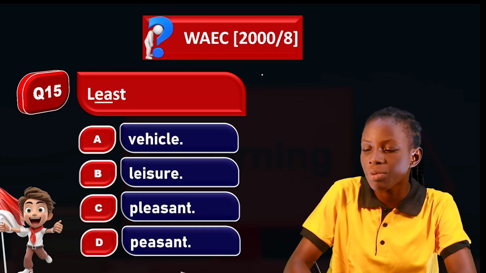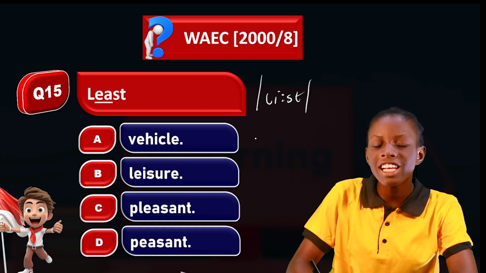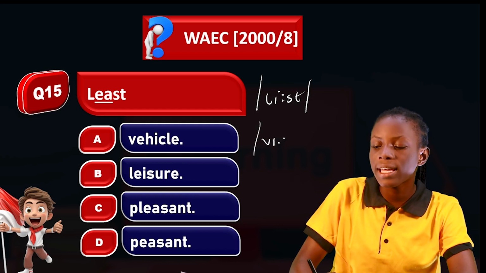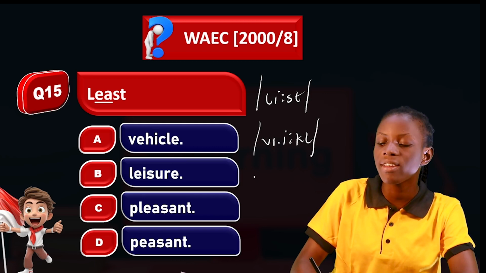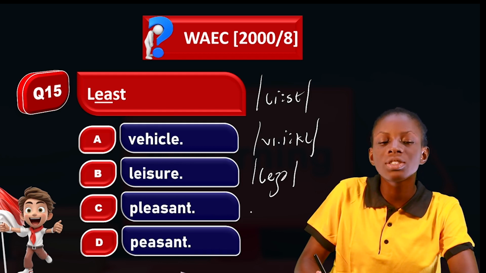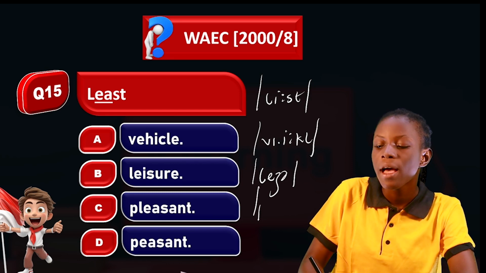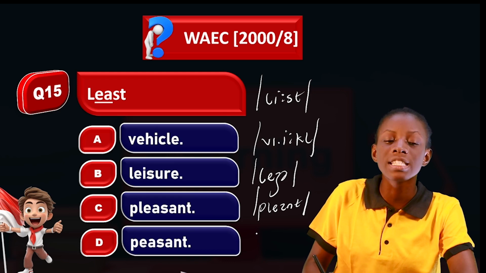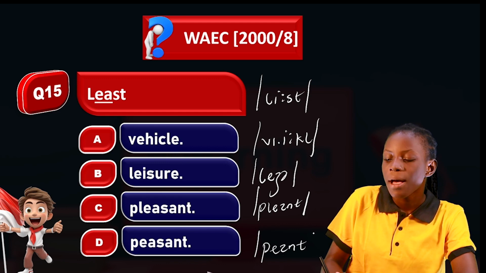We have our least to be east. And option A is vehicle. Let's transcribe vehicle together. We have a vehicle to be vehicle. Okay. And option B is leisure. We have a leisure to be leisure. We have our option C to be pleasant, a pleasant surprise. We have our pleasant to be pleasant. And option D is peasant, peasant farmers. Have our peasant to be peasant.